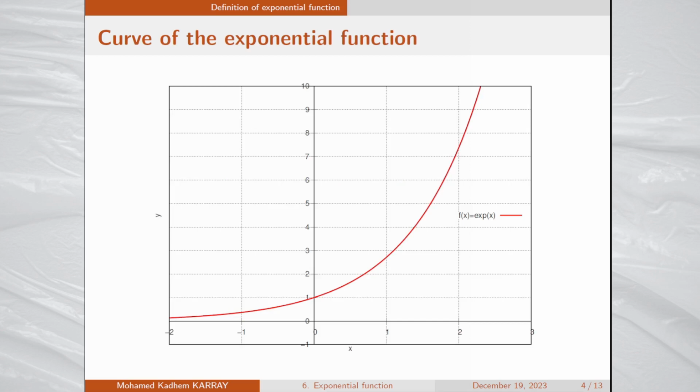Here is the curve of the exponential function. So observe that exponential of 0 equals 1. Moreover, when x goes to infinity, the function exponential goes to plus infinity. And when x goes to minus infinity, the exponential goes to 0. I will go back later to these limits, but I wanted to show them on the figure from now.